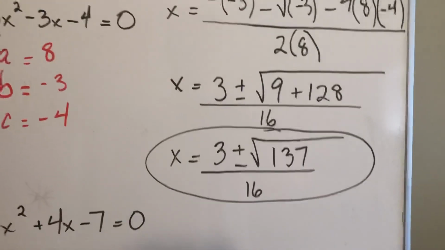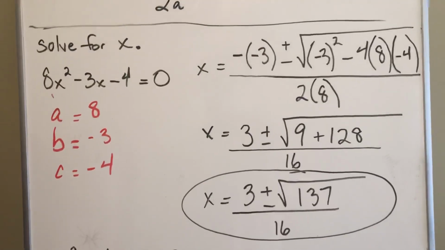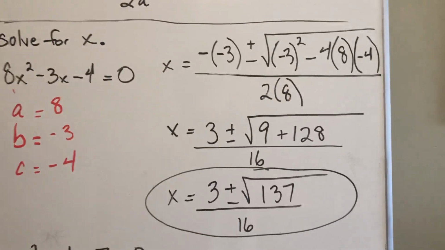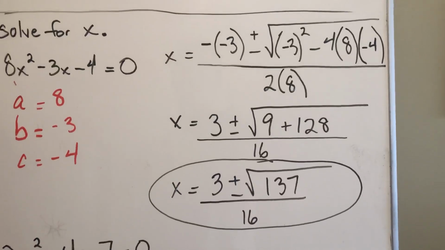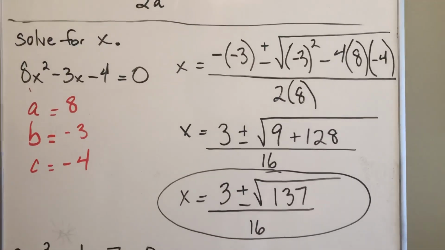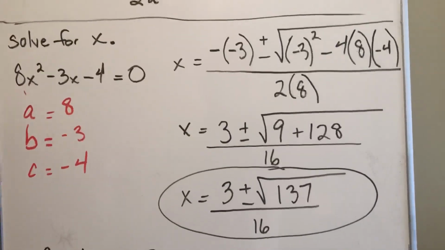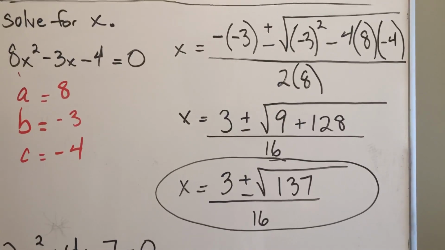You could get a decimal value and plug those decimal values in and satisfy that equation, but this series of answers, remember it's 3 plus the square root and 3 minus the square root all over the denominator of 16, is how you're going to be giving an answer. So you wouldn't be able to come up with that answer by factoring or taking a square root. So this is where the quadratic formula is the most helpful.